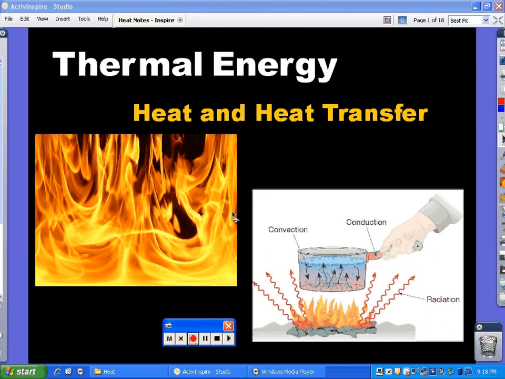Okay, welcome to the heat and heat transfer notes review. This is going to be a quick overview of the temperature notes, which I did separate in class, but I'll combine them here. So let's go ahead and start.